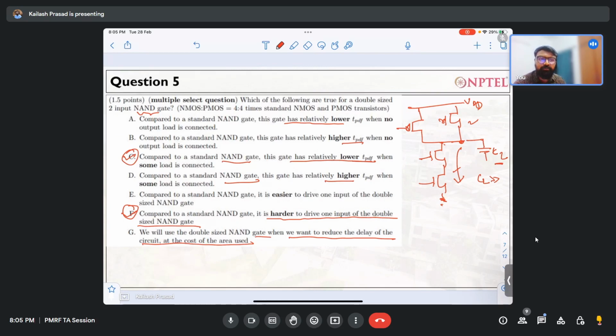This particular point is also not correct, right? Because you have to make sure that if load is connected, then only this particular statement will be correct. If load is not connected, this statement is not correct. Okay, so the correct statements are only C and F. So should I proceed ahead?